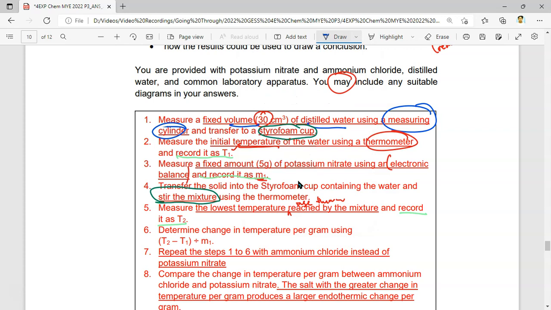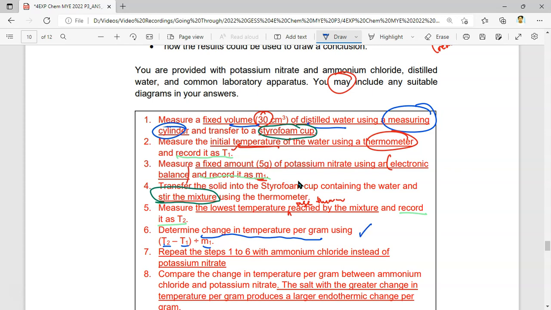So then next, what should I do next? Because I want the endothermic change per gram, and I know endothermic change is related to temperature change, so I determine the change in temperature per gram. I need the change in temperature, so I'm going to use T2. I assign the lowest temperature as T2 and the initial temperature as T1. So that's where I added those parts in green. I know I must have per gram, so I divided by the mass. So I determine the temperature change using this.